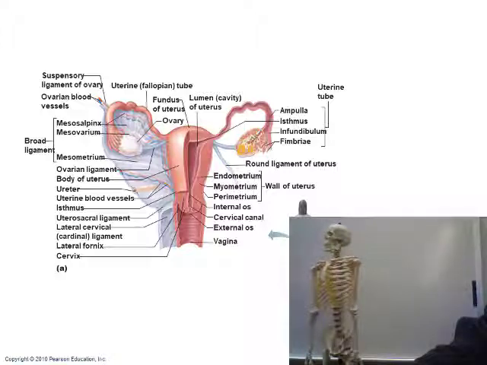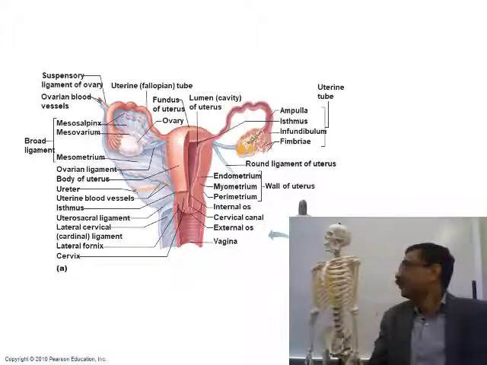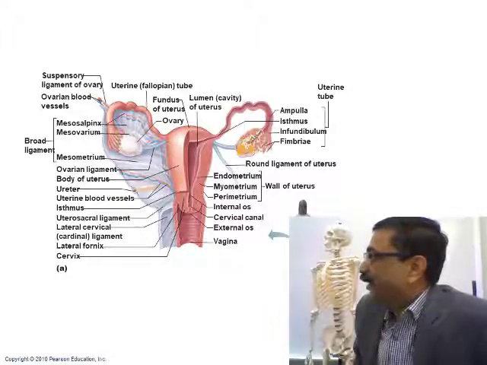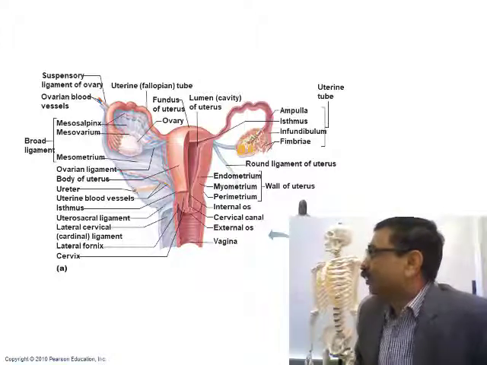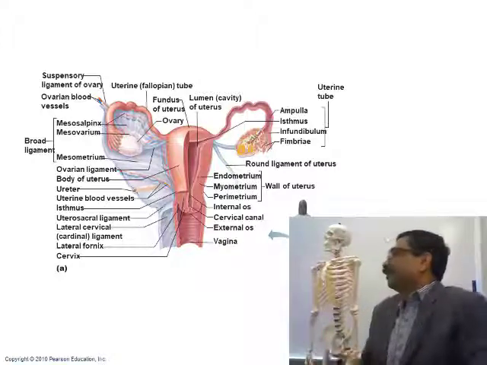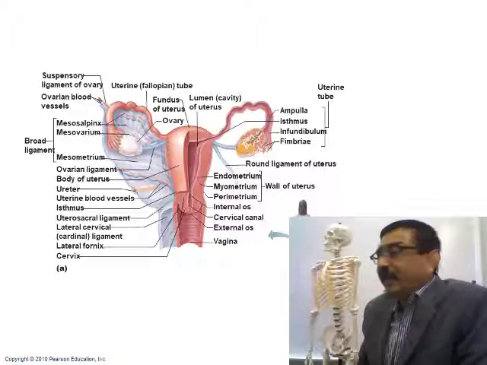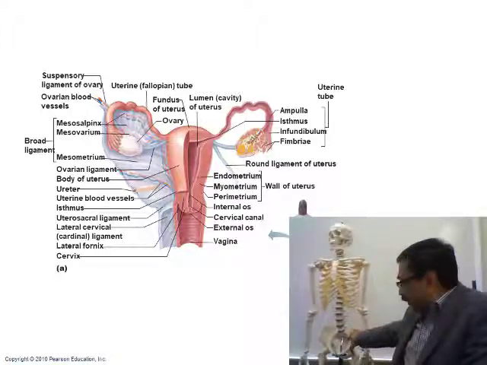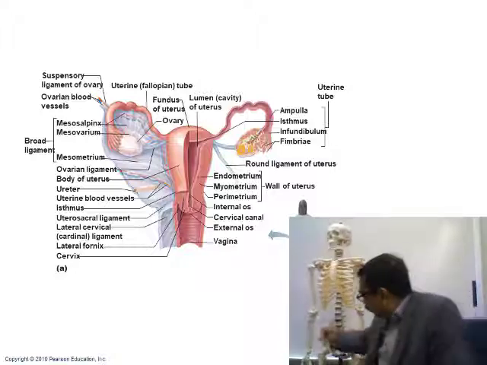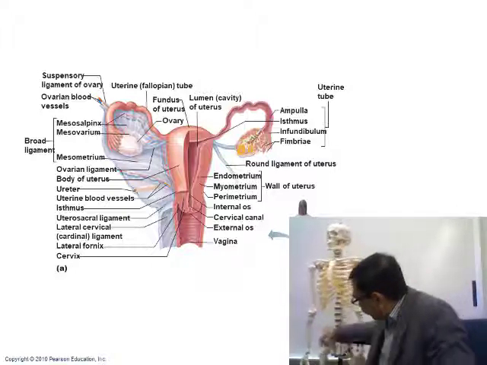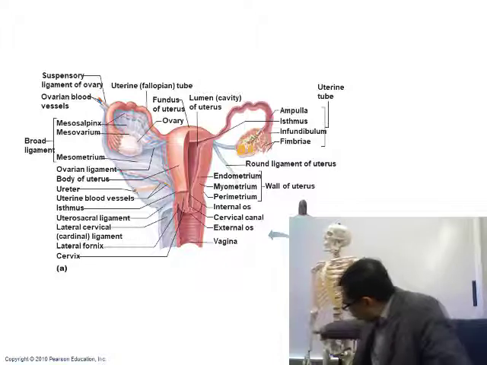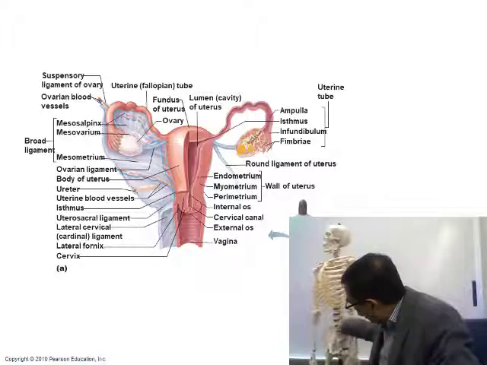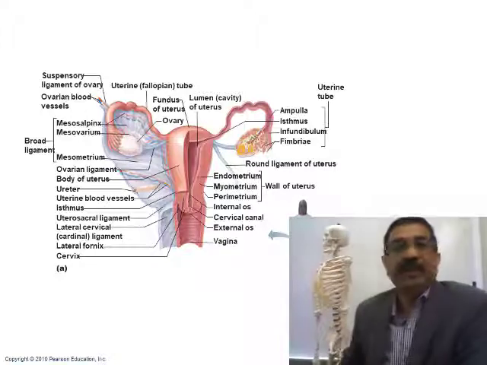Then you have the suspensory ligament. You see it in the upper left corner; that ligament contains the blood vessels. That ligament connects the ovary to the lateral pelvic wall. Now look at this. This is the lateral pelvic wall. So this is the pelvic cavity, you know that. So from the ovary to the lateral pelvic wall, that's the suspensory ligament.